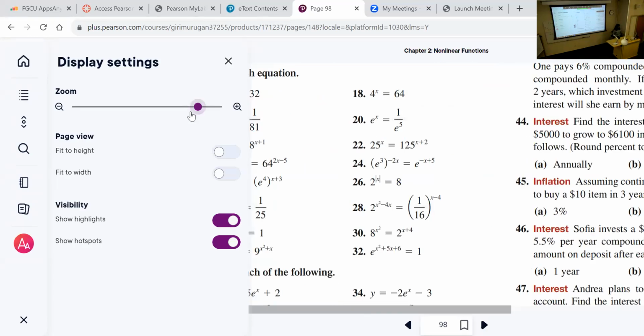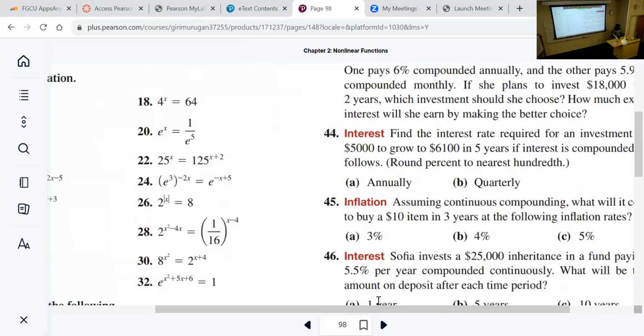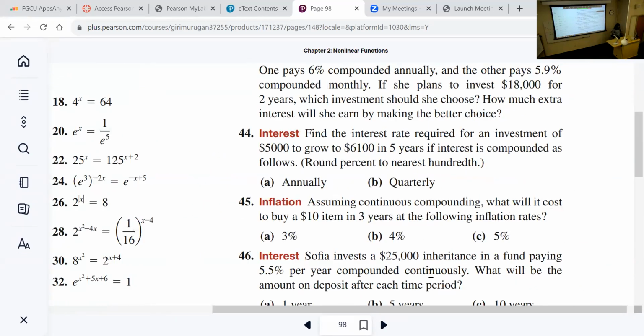Are we able to see in the back? Yes. Okay. So 44, we want to find the interest rate required for an investment of 5,000 to grow to 6,100 in 5 years if interest is compounded as follows. There are two options, annually and quarterly.